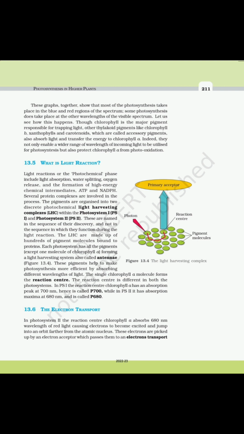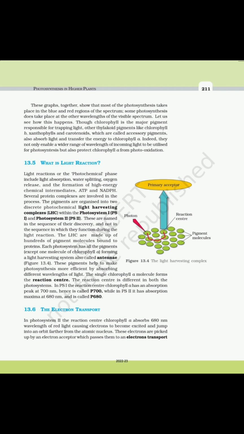Though chlorophyll is the major pigment responsible for trapping light, other thylakoid pigments like chlorophyll B, xanthophylls and carotenoids, which are called accessory pigments, also absorb light and transfer the energy to chlorophyll A. Indeed, they not only enable a wider range of wavelength of incoming light to be utilized for photosynthesis but also protect chlorophyll A from photooxidation.